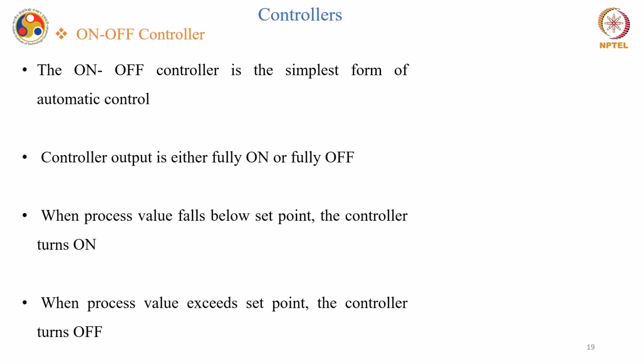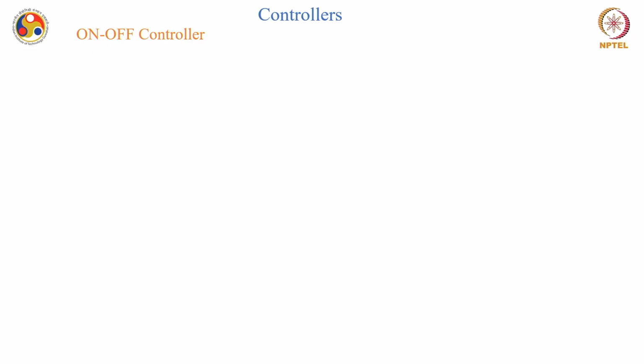Let us start with our on-off controller. The on-off controller is the simplest form of automatic control. Controller output, as the name suggests, is either fully on or fully off. You cannot have an intermediate stage. When process value falls below a certain set point, the controller turns on, while when process value exceeds the set point, the controller turns off.